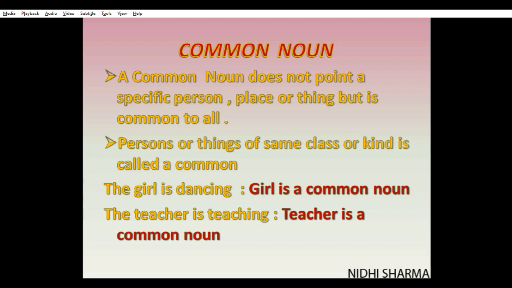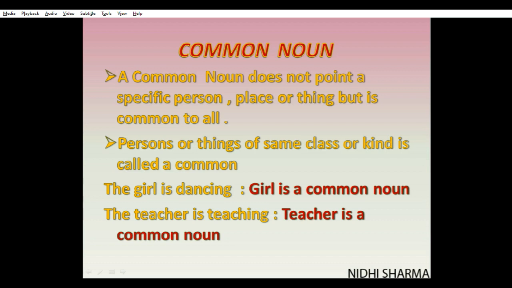I live in a big city. Here city is a common noun. But if I say I live in Delhi, Delhi is a proper noun. Why? Because it is the name of a place. Now let us see the definition on the screen. A common noun does not point to a specific person, place or thing, but is common to all.